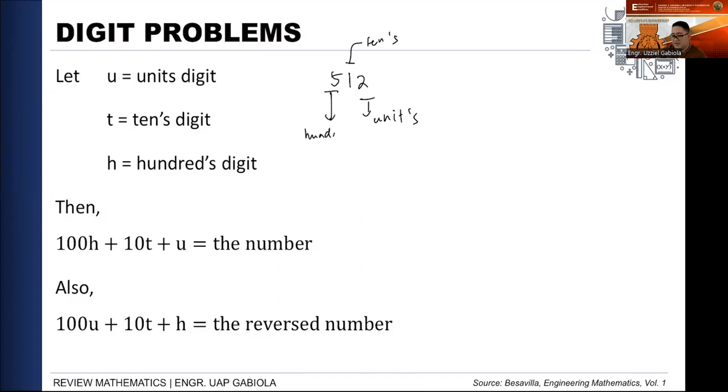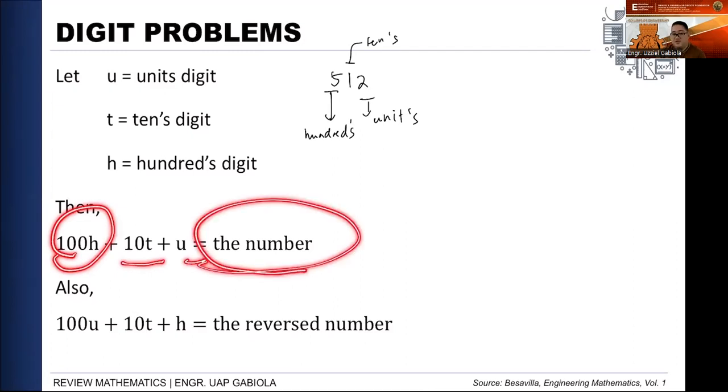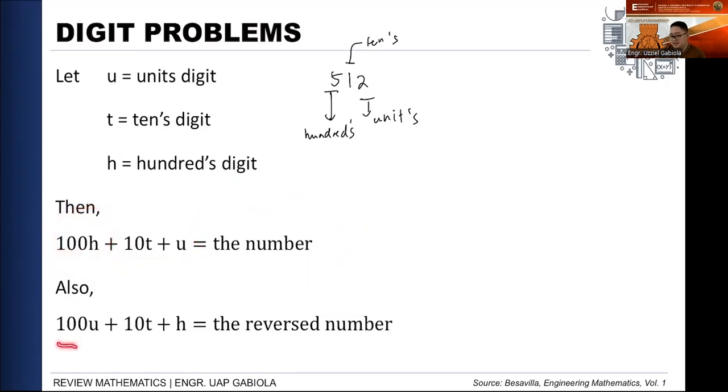Madali lang maintindihan yan. Then, para makuha natin yung number, gagawin lang natin 100H plus 10T plus U. Yun yung number natin. And then, kung reverse yung hinahanap natin, that will be 100 nung units digit natin plus 10T plus H. Yun yung reverse ng number. Okay? So, let's apply sa example.